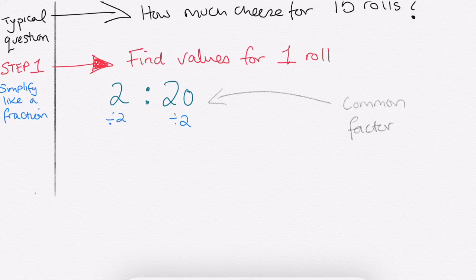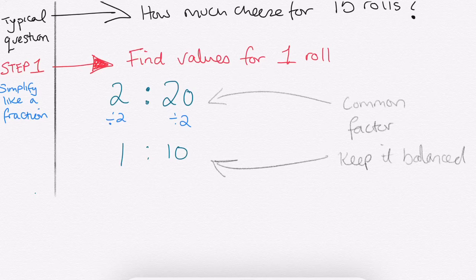Now you need to divide through. And that leaves me with now a ratio of 1 to 10. But really important is to understand that that's exactly the same value as our 2 to 20. It just has a different appearance. By dividing by 2 on both sides, we're keeping it balanced.